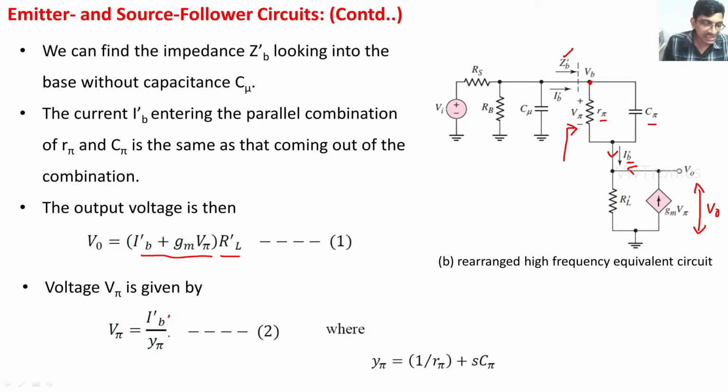Here I am representing this parallel combination of R pi and C pi as the admittance Y pi. Here Y pi is nothing but 1 by R pi plus S C pi, that is the admittance of this parallel combination of R pi and C pi. This is a very important equation that we will use later on.